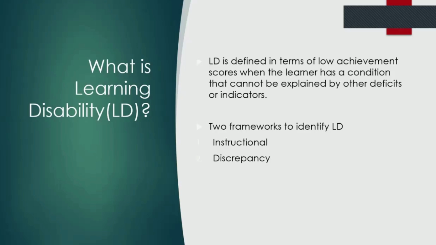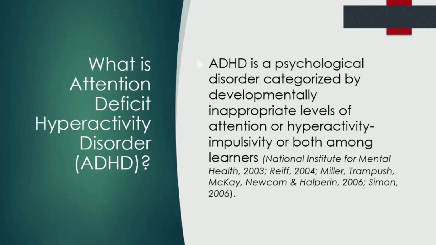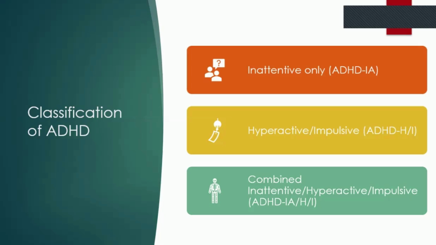Now, before I get into the methodology, let me start by defining the key terms. What is learning disability? It can be defined in terms of low achievement scores when the learner has a condition that cannot be explained by other deficits or indicators. ADHD, or attention deficit hyperactivity disorder, is a subtype of learning disability. ADHD is a psychological disorder characterized by developmentally inappropriate levels of attention or hyperactivity-impulsivity, or both, among the learners. ADHD is classified into 3 subtypes, and I have specifically looked at the hyperactive-impulsive subtype for my study.